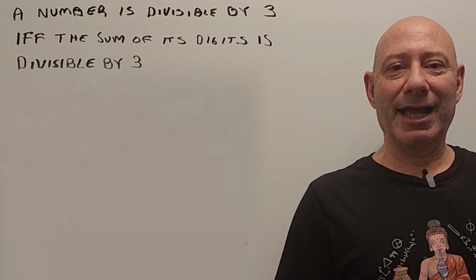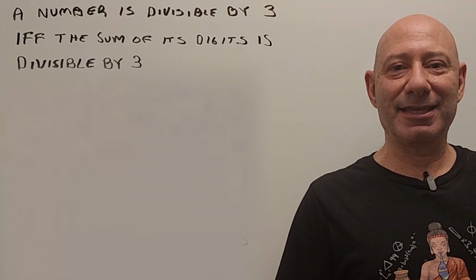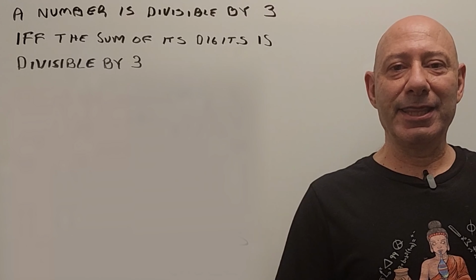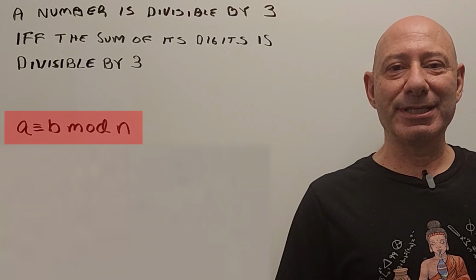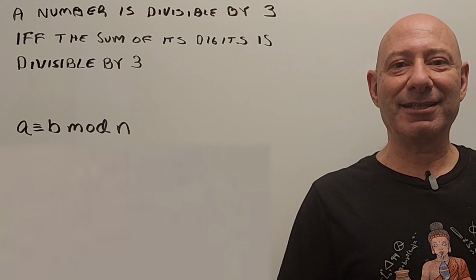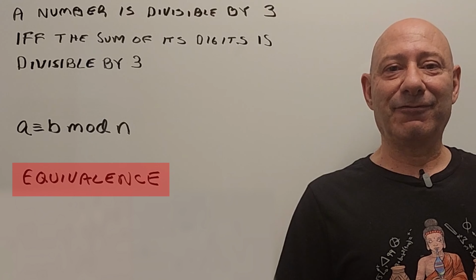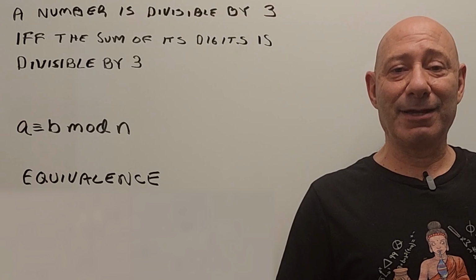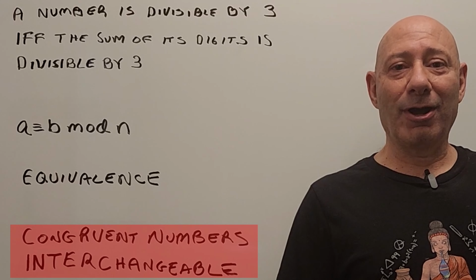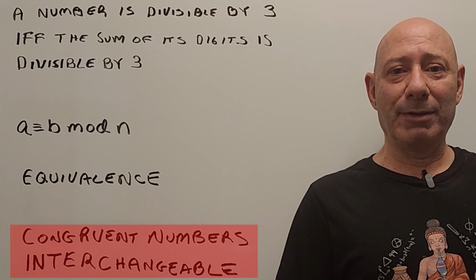Now, there are a few things that I have to show you before we can actually get to that point. There's a lot of buildup. Number one, I got to define this term for you: A congruent to B mod n. Number two, I have to prove that that is in fact an equivalence relation. And finally, and this is where the real fun comes in, I have to prove this last point to you. Congruent numbers are interchangeable.